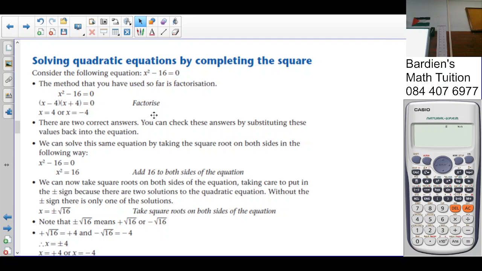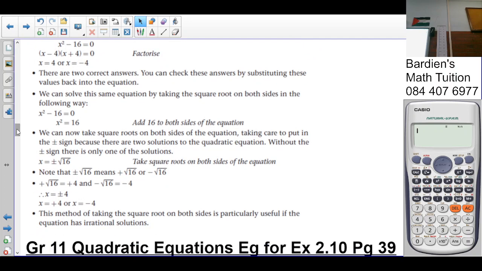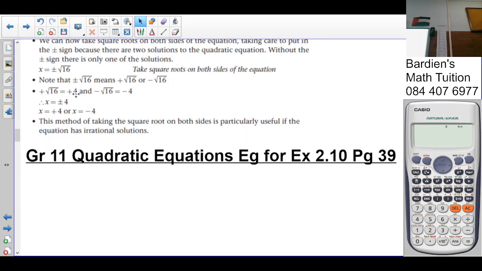The method we used so far in factorization was the difference between two squares, and we find the zero values. There are two correct answers. You can check these answers by substituting these values back into the equation. So if you substitute x to be 4, you'll get 0, and x to be minus 4, you get the same thing. Now, in this case, we are showing you another way of doing it. We're taking that over the equal sign. Remember, when we introduce square root, we must not forget plus minus, so x equal to plus minus 4. And this idea we're going to use in completing the square, as we're going to do in this lesson today.